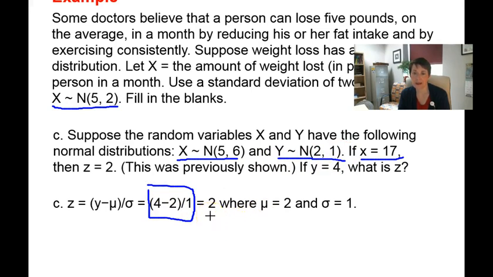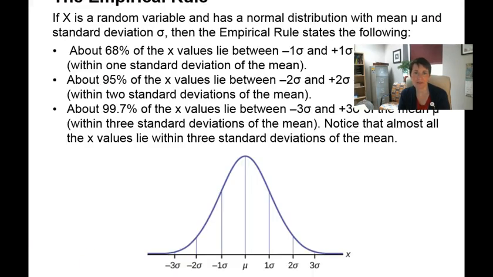Okay, so 17 is going to be put into this equation over on this side. 17 minus 5 divided by 6 is how you get the 2, if you were confused about that. Just using our Z-score formula. That is what those problems are about. Just a little bit more on this one.